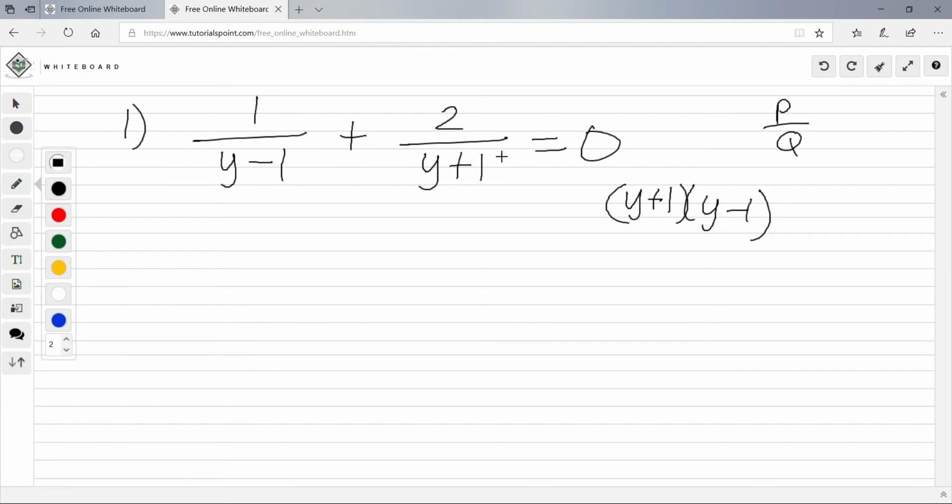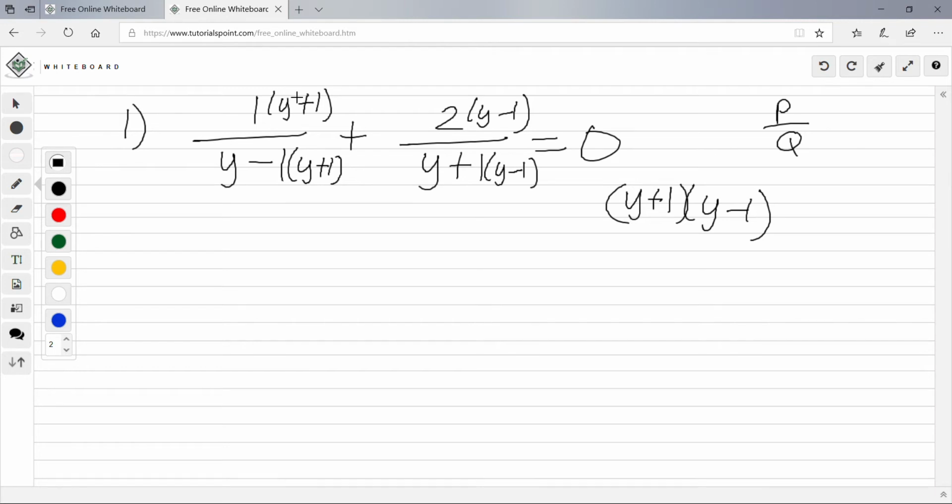So let's look here. What are we missing here? We're missing a y minus 1. So we have to multiply top and bottom by y minus 1. And then over here, we're missing a y plus 1. And then you have to always do the same on the right side, but since this is a 0, it's just going to stay 0, right? So let's simplify the numerator.